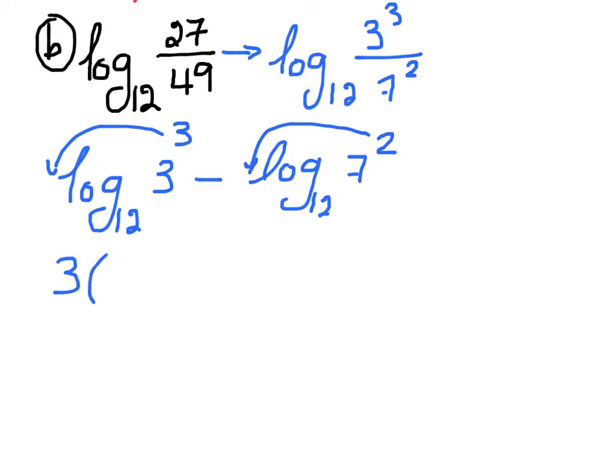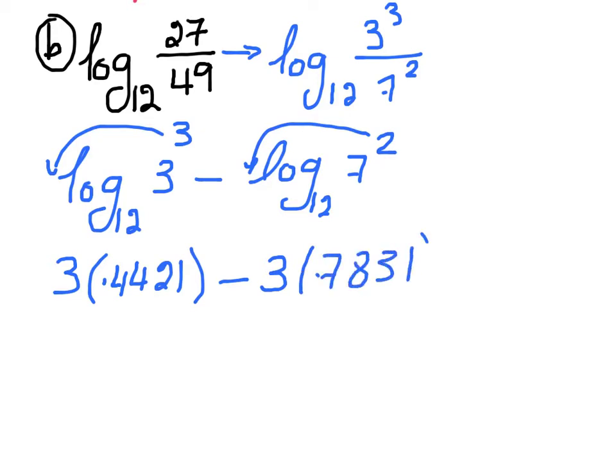3 times log base 12 of 3 is given to you as 0.4421. This is going to give you 3 times log of 7, but log of 7 is given to you as 0.7831. You add them up and subtract and do what you have to do, and this will be negative 0.2399.